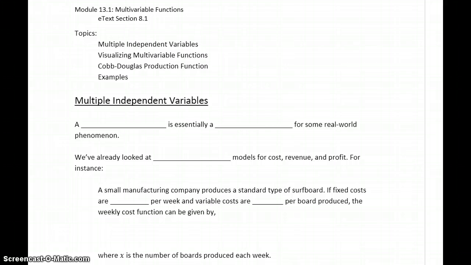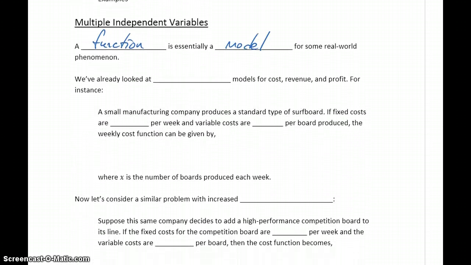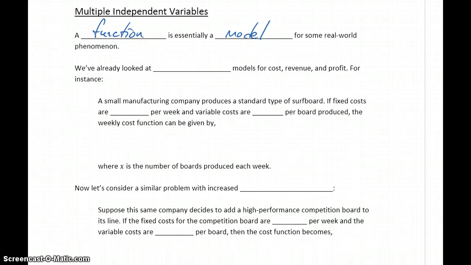So first we want to talk about this idea of multiple independent variables. So a function is essentially just a model for some real-world phenomenon. So when we deal with all these functions, particularly with the application problems we've encountered, every function is modeling the behavior of money, our investments, production, something like that.